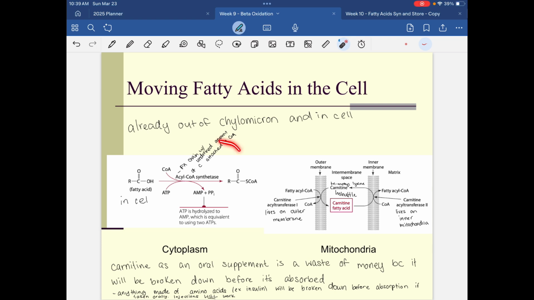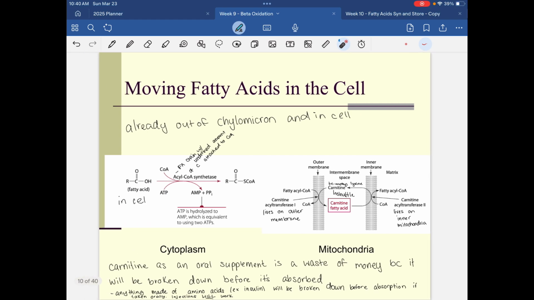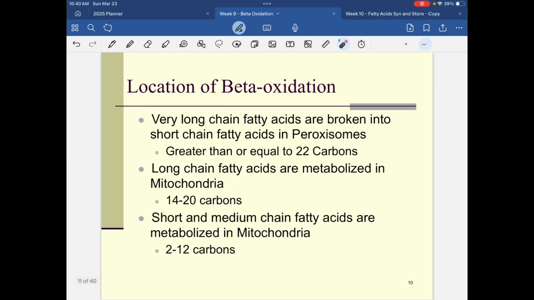So this is telling us that we're going to have to do something called activation of our fatty acids. And then after they're activated, we can use a carnitine shuttle to get it into the mitochondria. And we're going to go into more detail in a few minutes. So this is just telling us that beta oxidation, like I was just saying, is primarily going to occur in the mitochondria, but there is an exception.